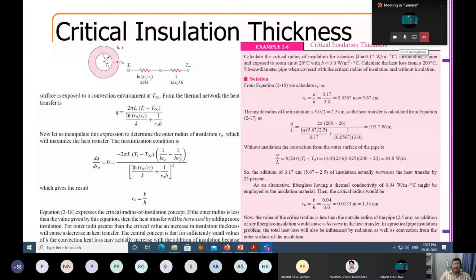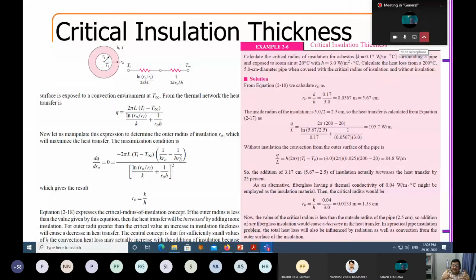How are you going to calculate? You are going to add all the resistances first in order to get the heat flux. Q by L means heat passed per unit length, right? So watt per meter. So rate of heat transfer per unit length, since this is a 2D geometry, you are going for per unit length. For a 3D geometry, you'll go for watt per meter square. So rate of heat transfer per unit area or per unit length.